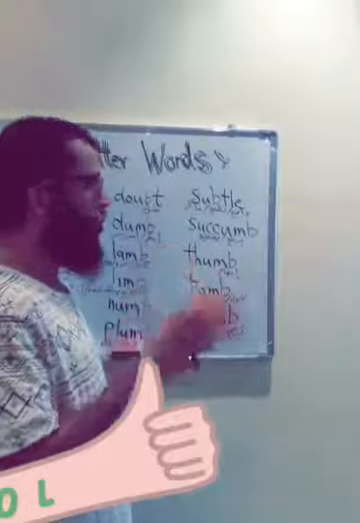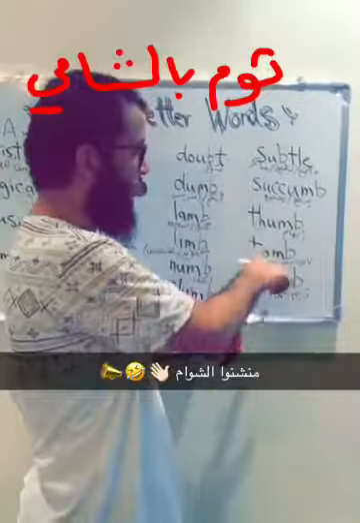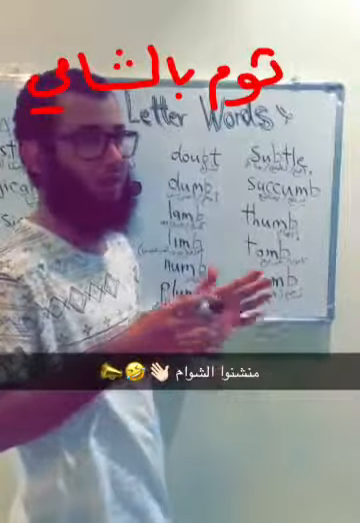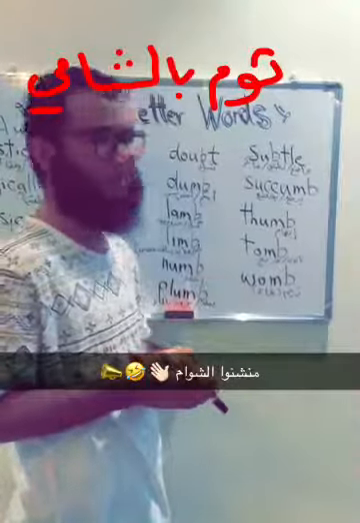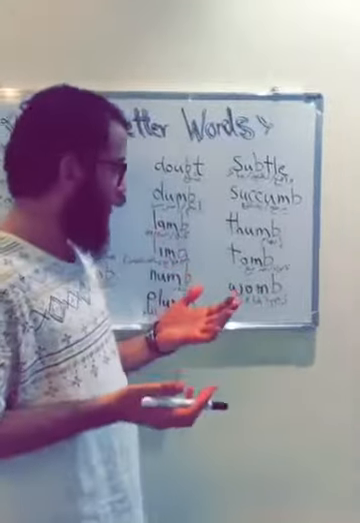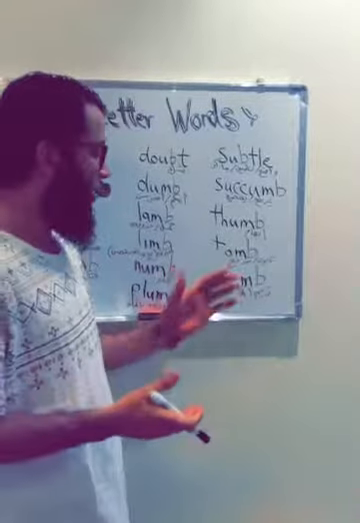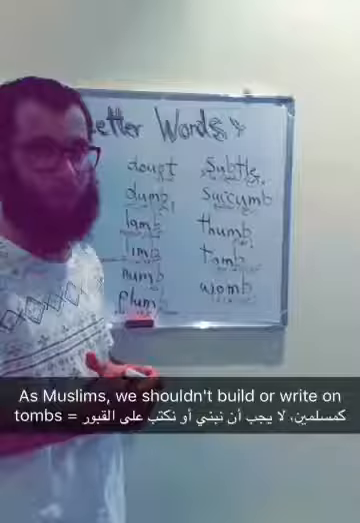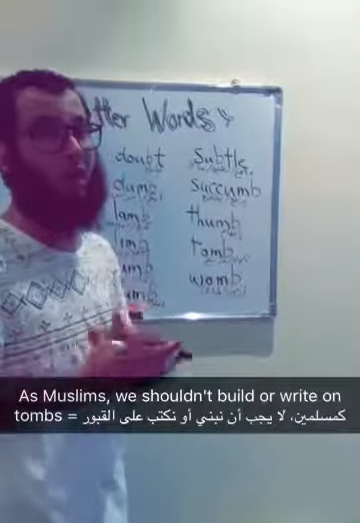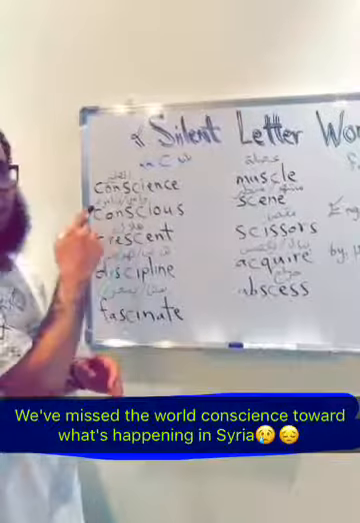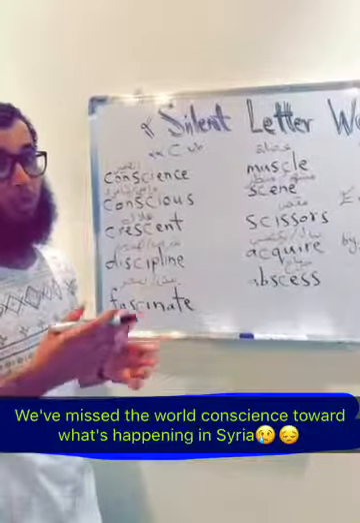Then we have tomb يعني طبعا 99.9 من مبتدئين اللغة يغلطوا في لفظها. عشان تحفظها حبايبنا الشوام كيف يقولوا ثوم؟ يقولوها توم. عليك حاول تصير شامي وتقول ثوم بالشامي فراح تقول توم راح تكون معك صحيحة. Then we have womb يعني رحم المرأة womb. وكمثال على tomb, as Muslims we shouldn't build or write on tombs. An example for conscience, we may say we have missed the world conscience toward what has happened in Syria.